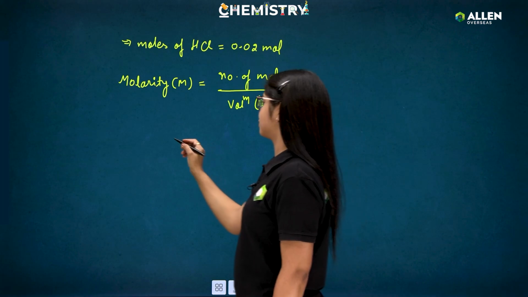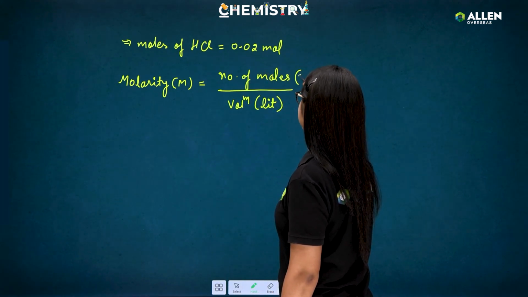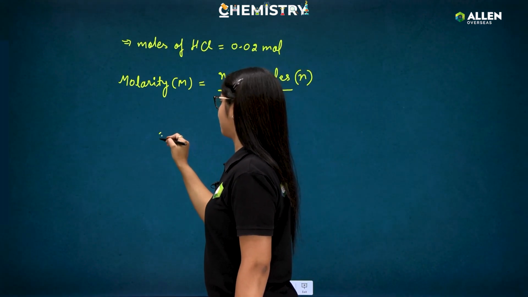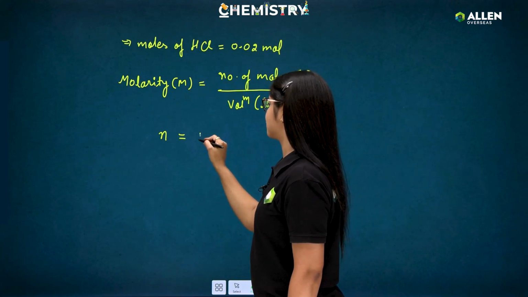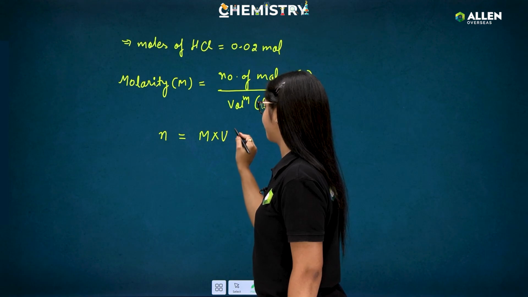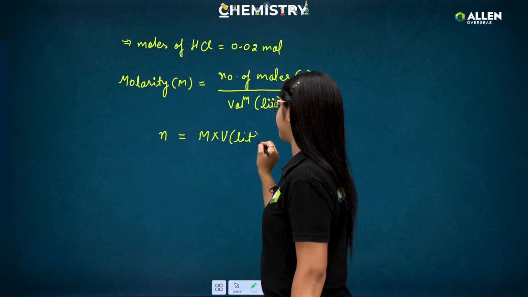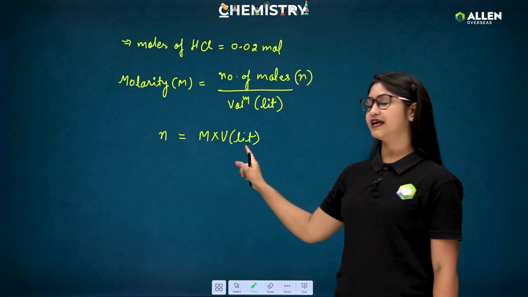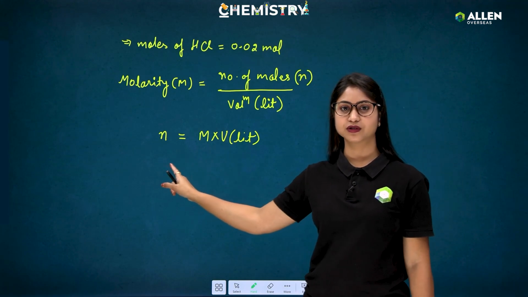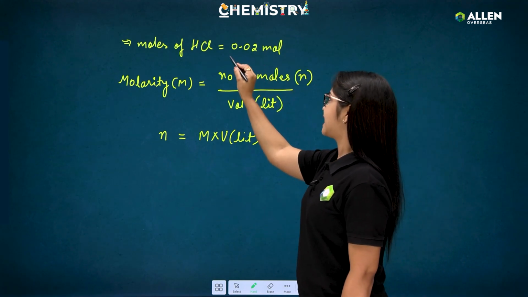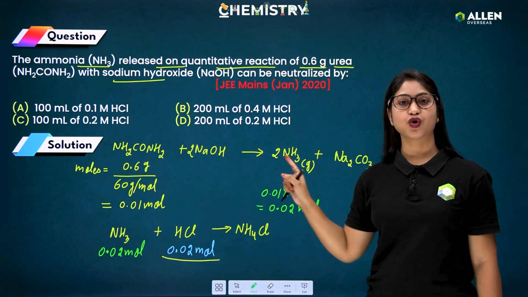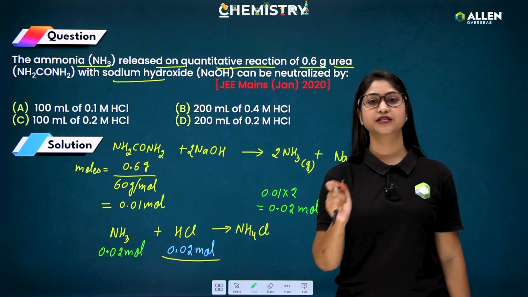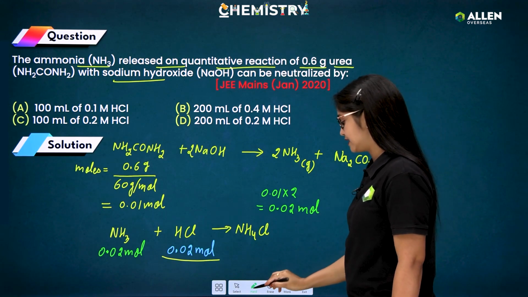So if I want to find the number of moles, we can represent it by n. It will be molarity into volume in liter. So multiplying the molarity, capital M, and volume, which should be in liter, we can get the number of moles, right? So we have to check the options now. In which option are we going to get 0.02 moles of HCl? Let's see.